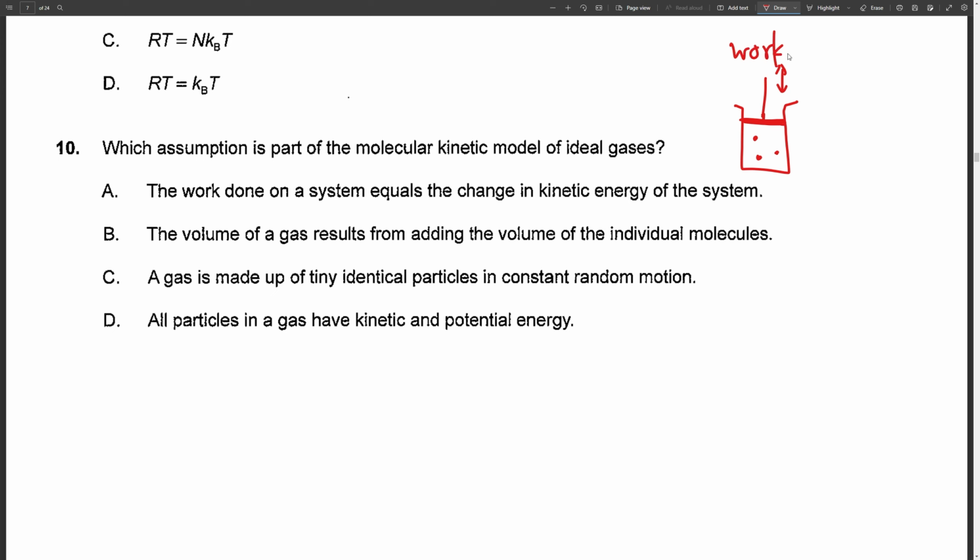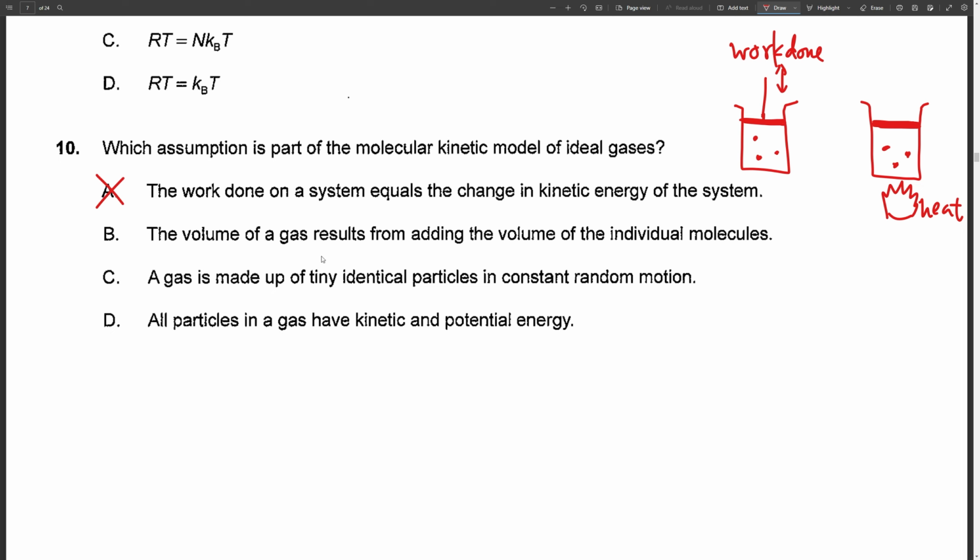Apart from providing work done to it, we can also put gas particles inside a fixed piston here, but you can provide heat to it. Which means by providing work done or providing heat energy, the gas particles would gain kinetic energy. So A is wrong because there are two ways to increase the kinetic energy of the system.